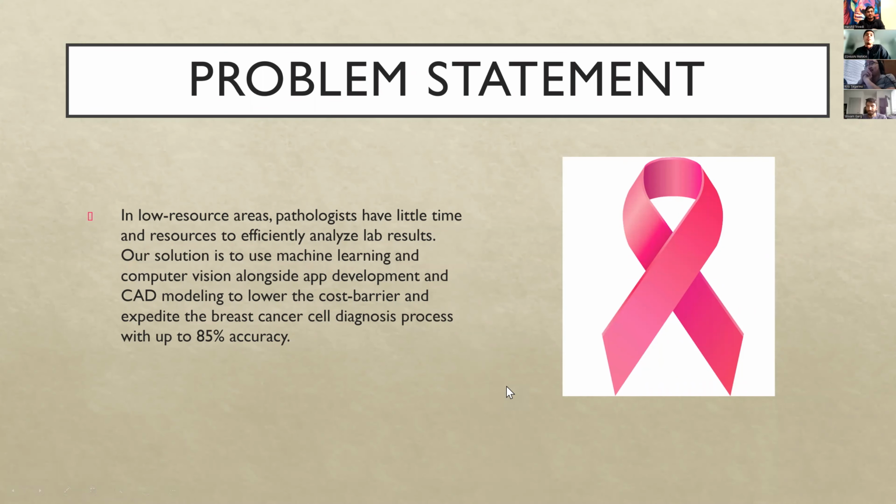Just a quick overview of our problem statement. In low resource areas, pathologists have little time and resources to efficiently analyze lab results. Our solution is to use machine learning alongside computer vision, app development, and CAD modeling to help lower the cost barrier and help expedite the breast cancer cell diagnosis process, which we hope to achieve at least 85% accuracy.